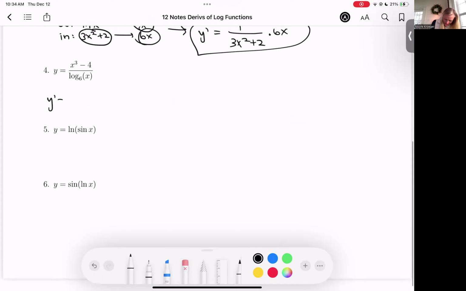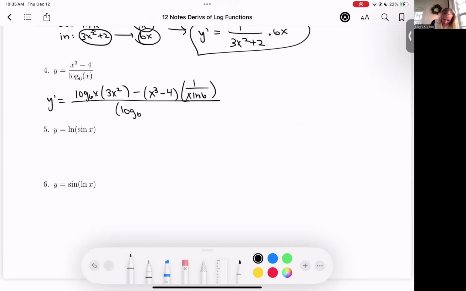We're getting a good mixture of all our rules here. So I'm going to have low times d high, which is 3x squared, minus high. My d low will be 1 over x ln of 6. I'm not going to try and simplify this one. And then I have low squared in my denominator.